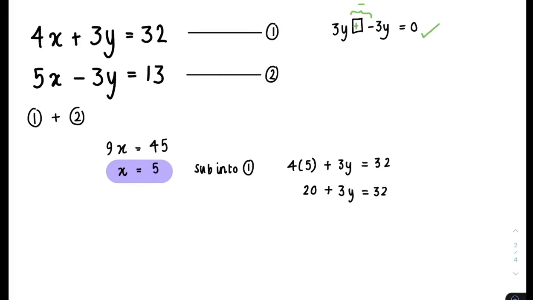Move the 20 to the other side. It becomes a minus 20. 32 minus 20 is 12. And then divide both sides by 3. So y equals 4. And these are your final 2 solutions.